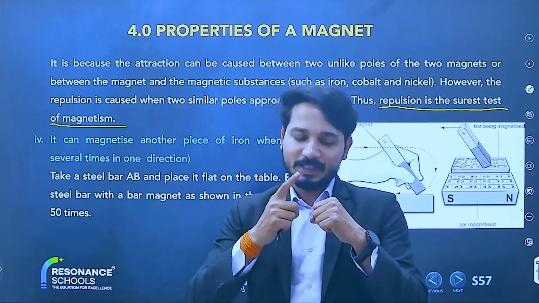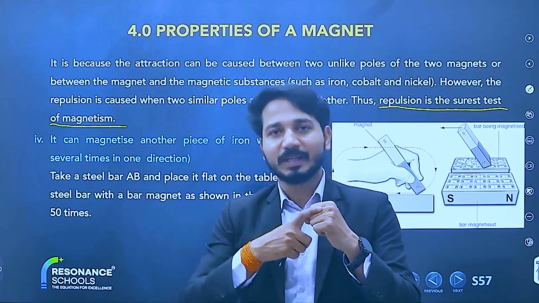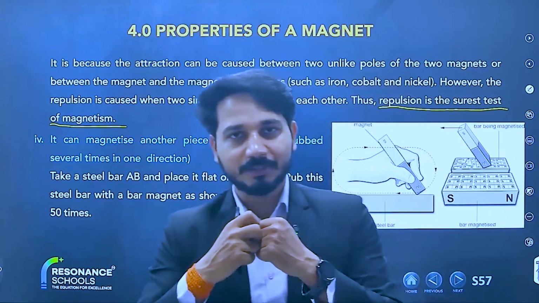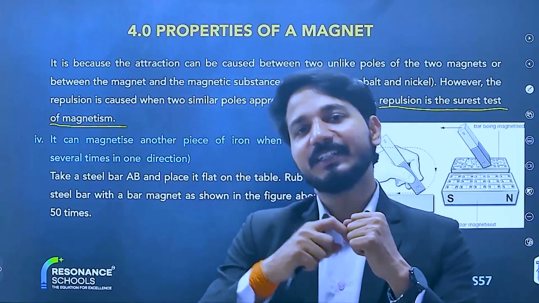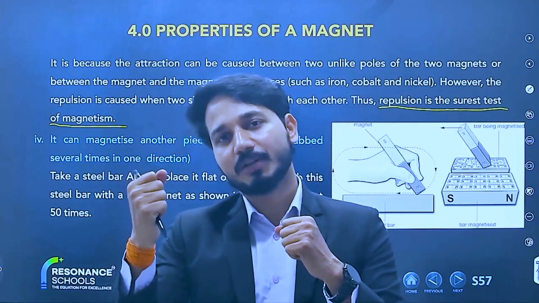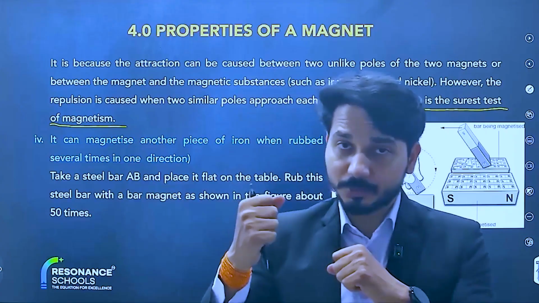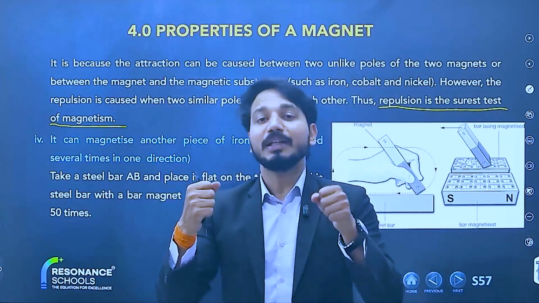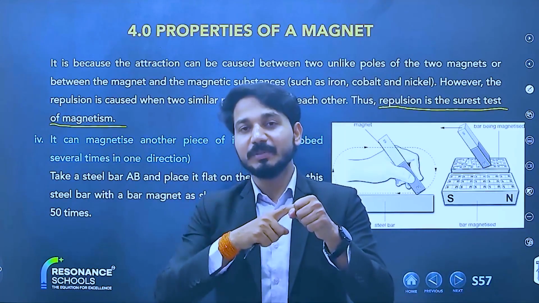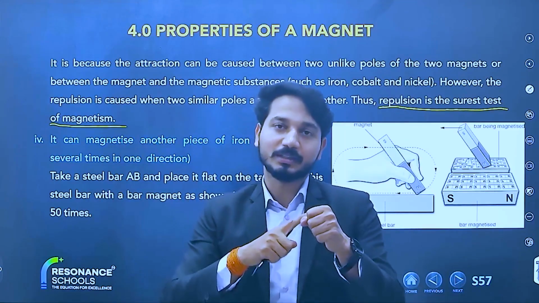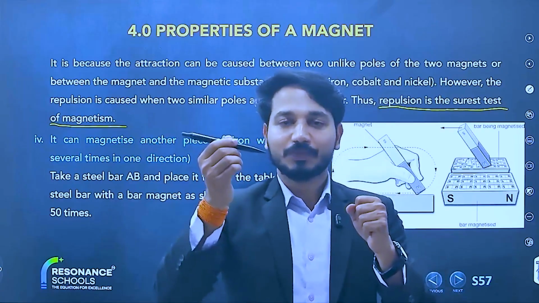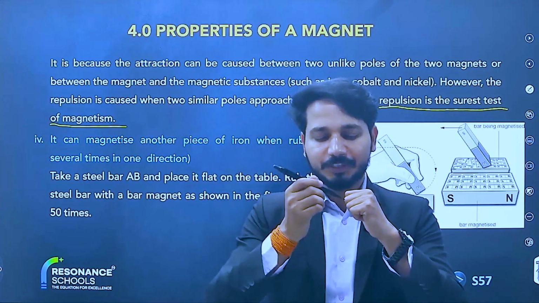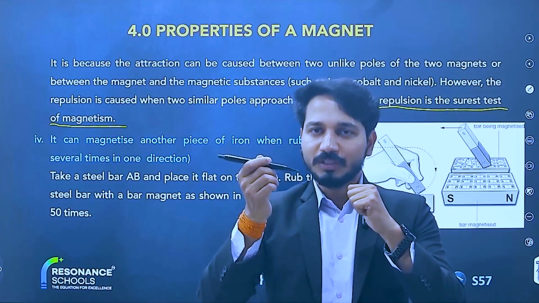If any object or material is a magnetic material, the first thing is it will attract. So if the object is always getting attracted towards a magnet, then there is a high possibility that that particular object is a magnetic material. But I want to check whether it is a magnetic material or a magnet. For that reason, what will you do? Suppose you are testing it from one side of a bar magnet. Now what will you do? Change the polarity.